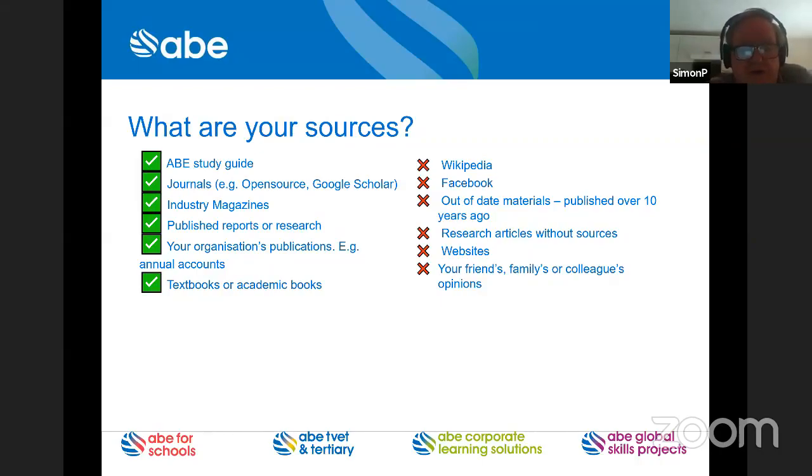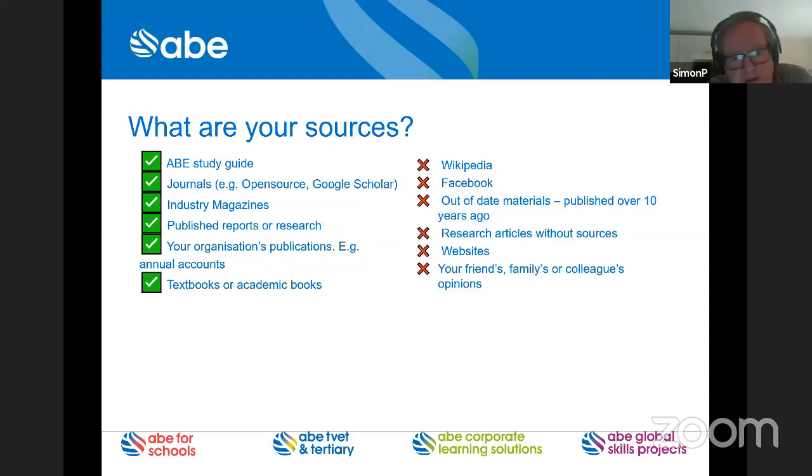journals. So whether it's sourced from open source, Google Scholar, various others, or whether from the journal websites, because each of those journals has got websites. Industry magazines, so industry sources which are published by participants within specific industries. Published research reports, particularly those from NGOs, the non-government organisations like the OECD, the World Bank, UNESCO, various other organisations which invest a lot in producing country reports, industry reports, and so forth.